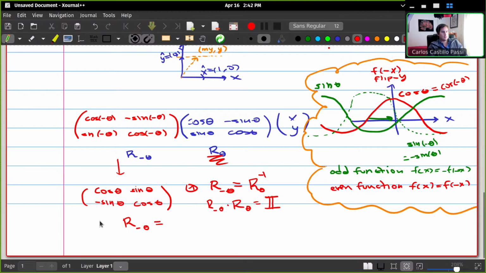So the second thing that is particular of rotation matrices is that the inverse rotation is equal to the transpose. Okay, this is very important. So you have that, and you have that. Right. Is everything okay? Are you following me with this?